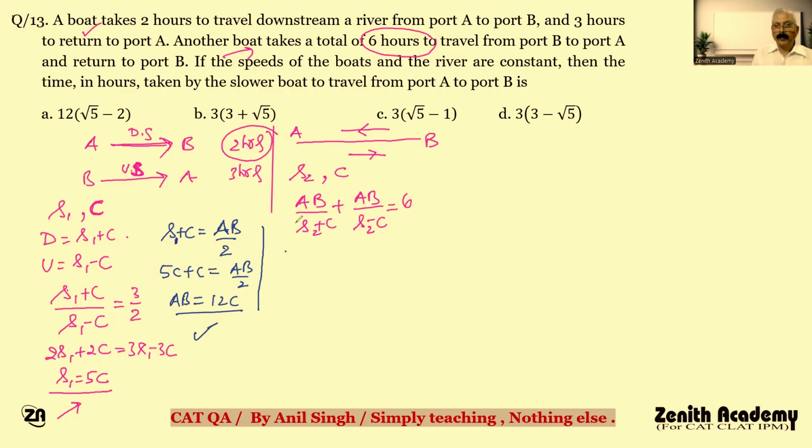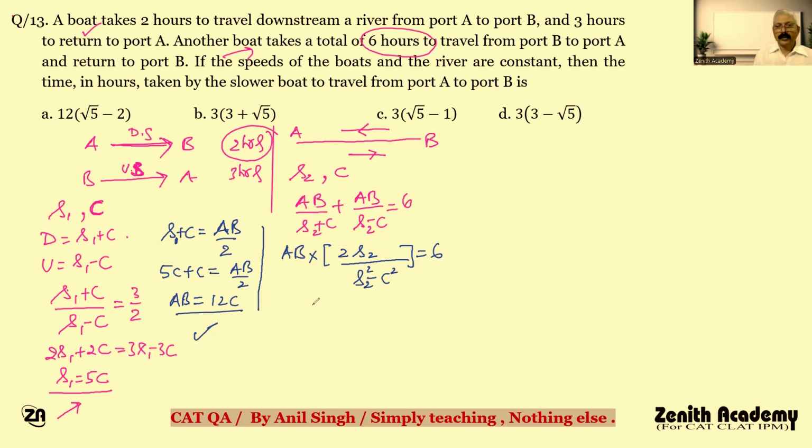So this is AB, take common AB into... here the LCM denominator will be S2 plus C, S2 minus C. So it is S2 square minus C square. And here S2 minus C plus S2 plus C. So C and C will cancel. So it is coming to S2. This is equal to 6.